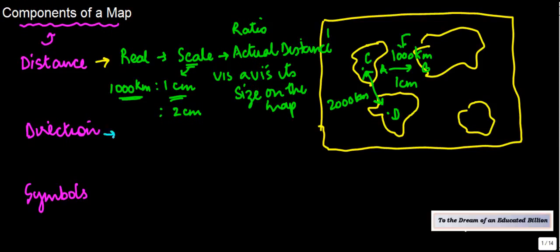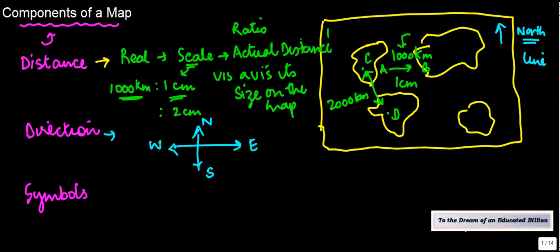Now the second thing is direction. Normally, if you see a map, on the right hand side, somewhere on the top over here, you would have something written as north. This arrow is known as the north line. It represents the north direction. Once you know the north direction, whichever way it's pointed, you can easily find out the other directions. How? We know north is here, south is here, east is here, west is here. So once you know the direction to north, you can adjust the remaining accordingly.